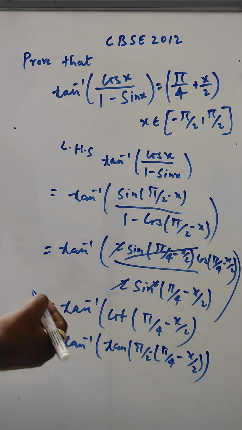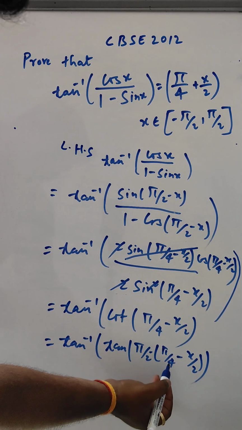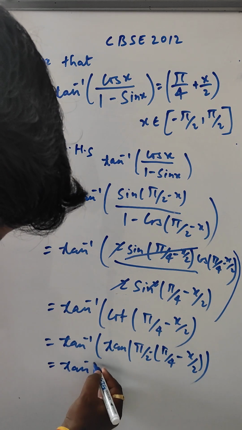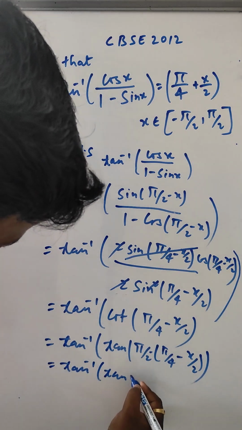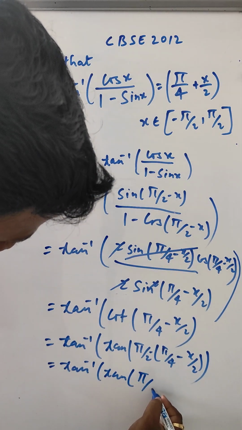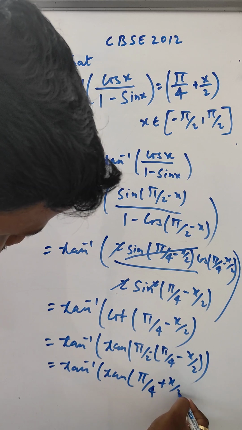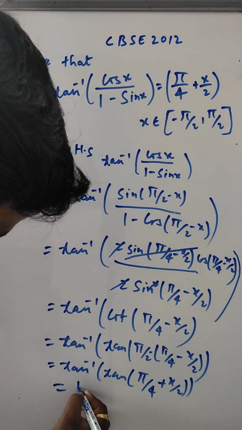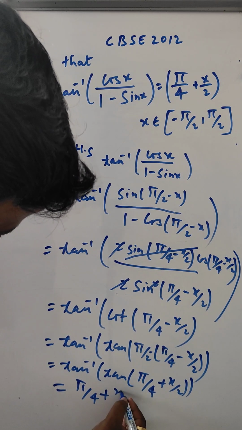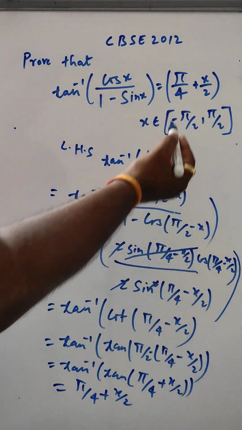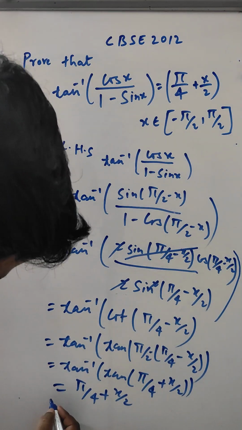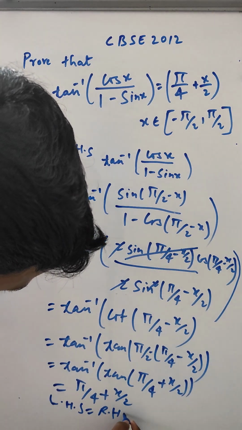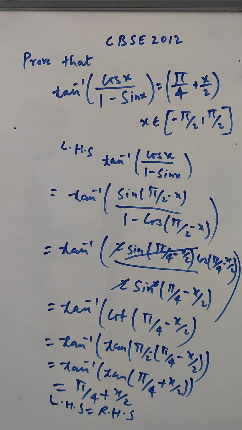Correct. So if you subtract pi by 2 from this, this will become plus, right? So this will be something like tan inverse tan of pi by 4 plus x by 2. Correct. Right, there is no issue. Now this is nothing but pi by 4 plus x by 2. And this is your RHS. So LHS is equal to RHS. Correct. So I hope this is clear, right?